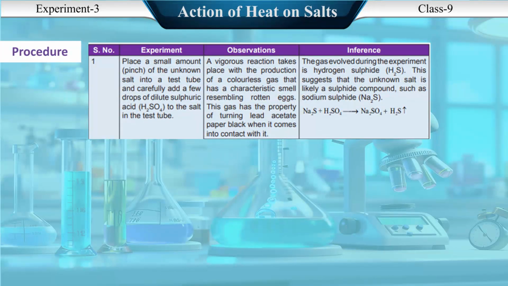Serial number. Experiment. Observations. Inference. 1. Place a small pinch of the unknown salt into a test tube and carefully add a few drops of dilute sulfuric acid to the salt in the test tube. A vigorous reaction takes place with the production of a colorless gas that has a characteristic smell resembling rotten eggs. This gas has the property of turning lead acetate paper black when it comes into contact with it.